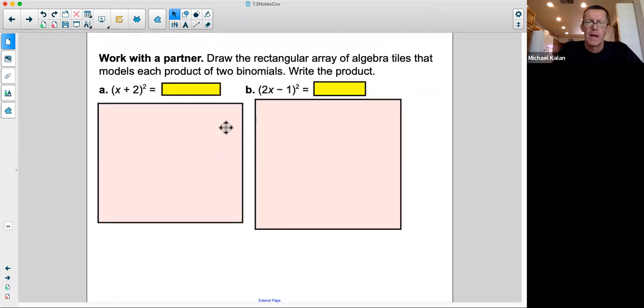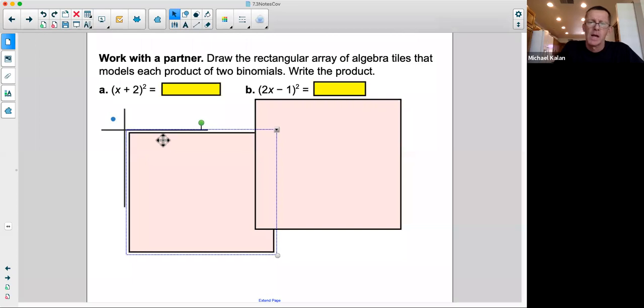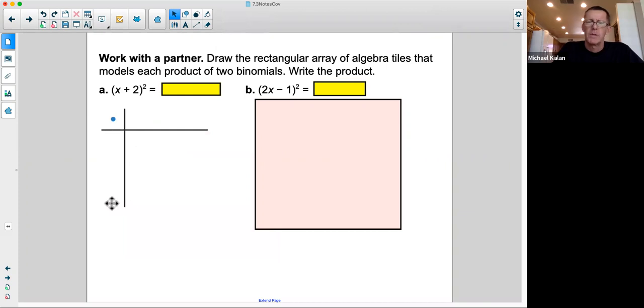Go ahead and write this one out. Notice it's x plus 2 quantity squared. So what's our algebra tile setup going to look like? You're going to have an x and a positive 2, an x and a positive 2. I'm going to have you just do that one on your own. But what should you get? You're going to get x squared plus 4x plus 4.